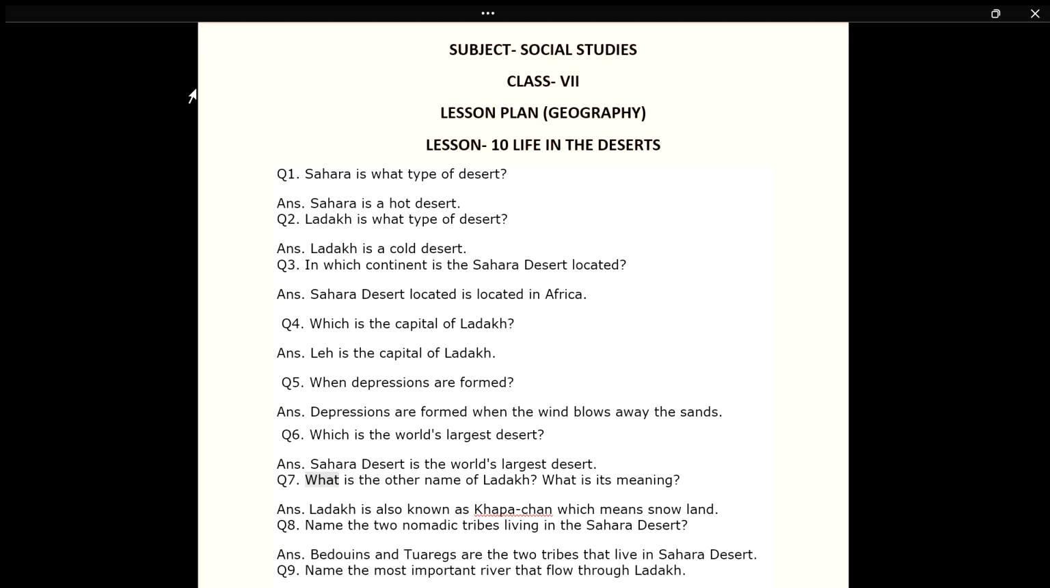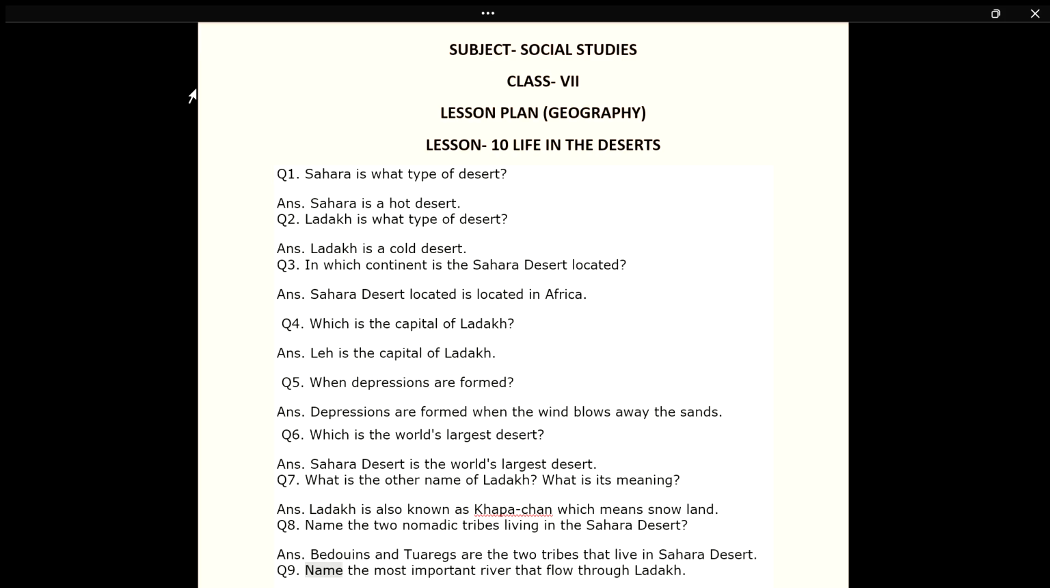Q7. What is the other name of Ladakh? What is its meaning? Ans. Ladakh is also known as Kha-chan, which means snow land. Q8. Name the two nomadic tribes living in the Sahara Desert. Ans. Bedouins and Tuaregs are the two tribes that live in Sahara Desert.